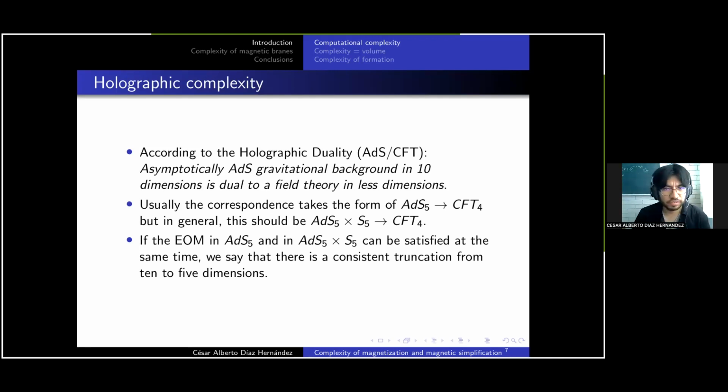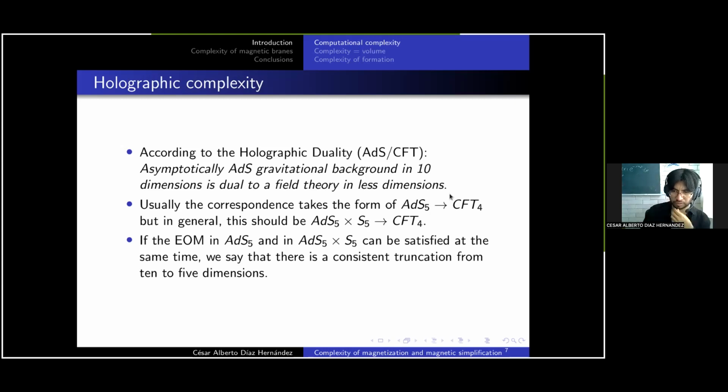Then, in the context of holographic duality, or the AdS/CFT correspondence, as we all know, according to this duality, an asymptotically anti-de Sitter gravitational background in 10 dimensions is dual to a field theory in fewer dimensions, right? Usually this correspondence takes the form of AdS5 to CFT4. This means you can compute certain things in an anti-de Sitter background in 5 dimensions, and this will give us information about a certain quantum field theory in 4 dimensions.